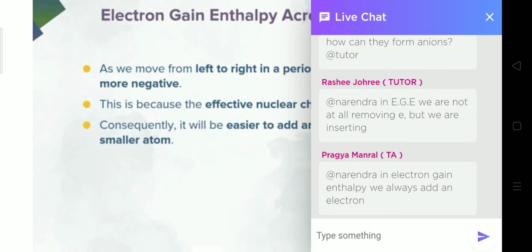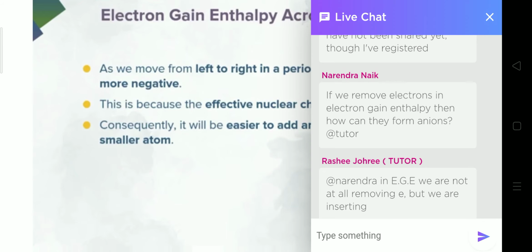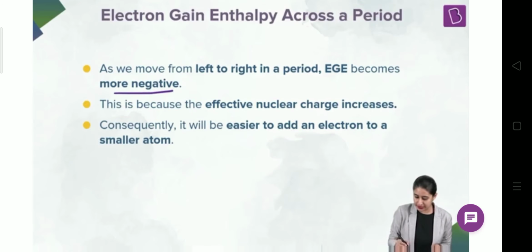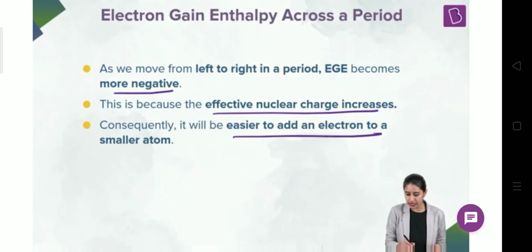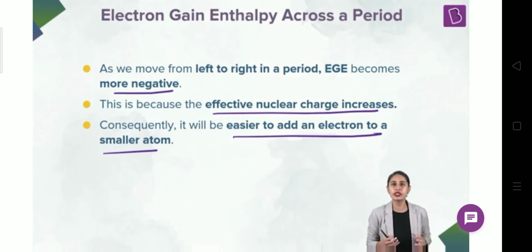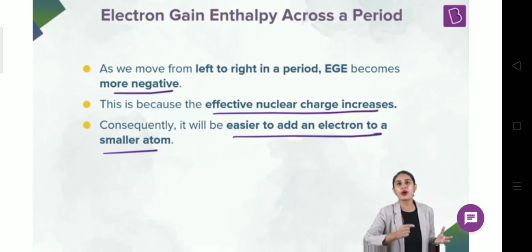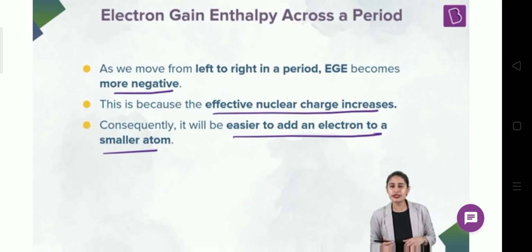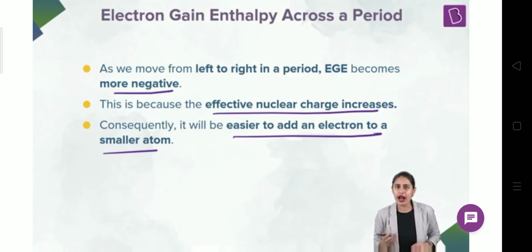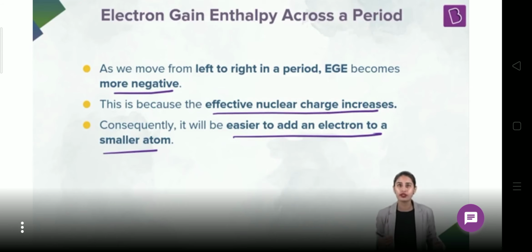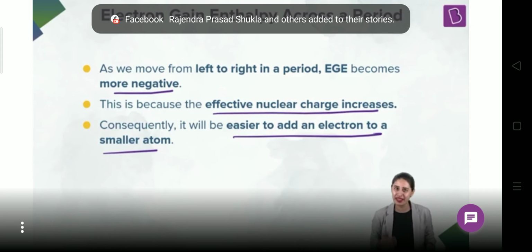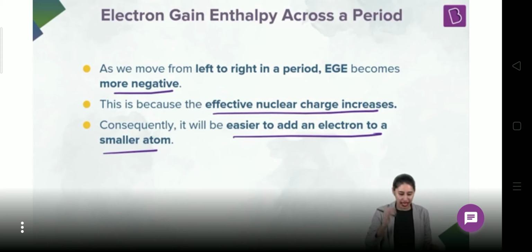Let's see further. Electron gain enthalpy across the period, as we go from left to right, you know that it becomes more negative, and this is because of Z effective. And you can also understand how easy or difficult it is to add an electron. If more energy is released, it is easy to add an electron. If less energy is released, it is less easy to add an electron. If energy has to be given, it is very, very difficult to add an electron. So this idea is clear.